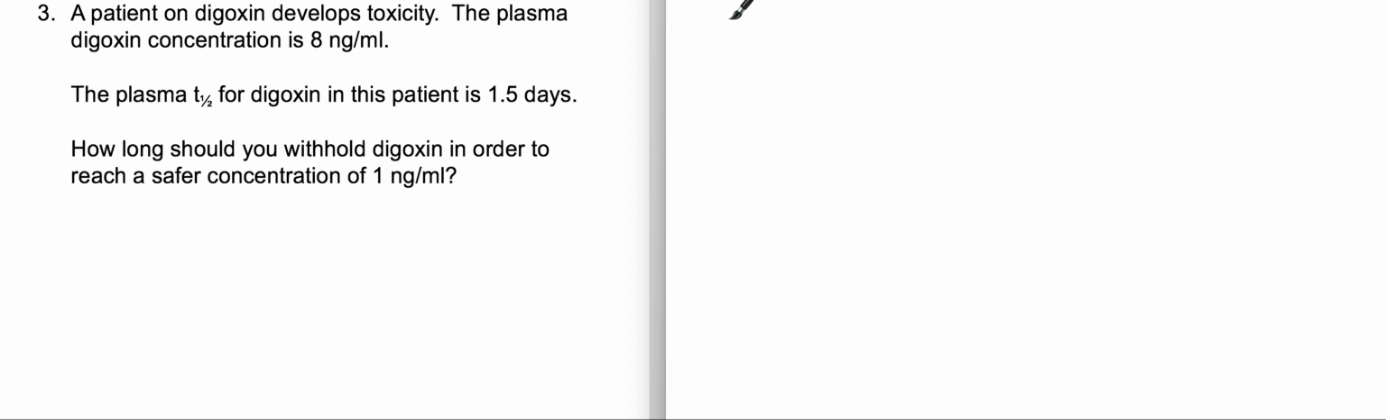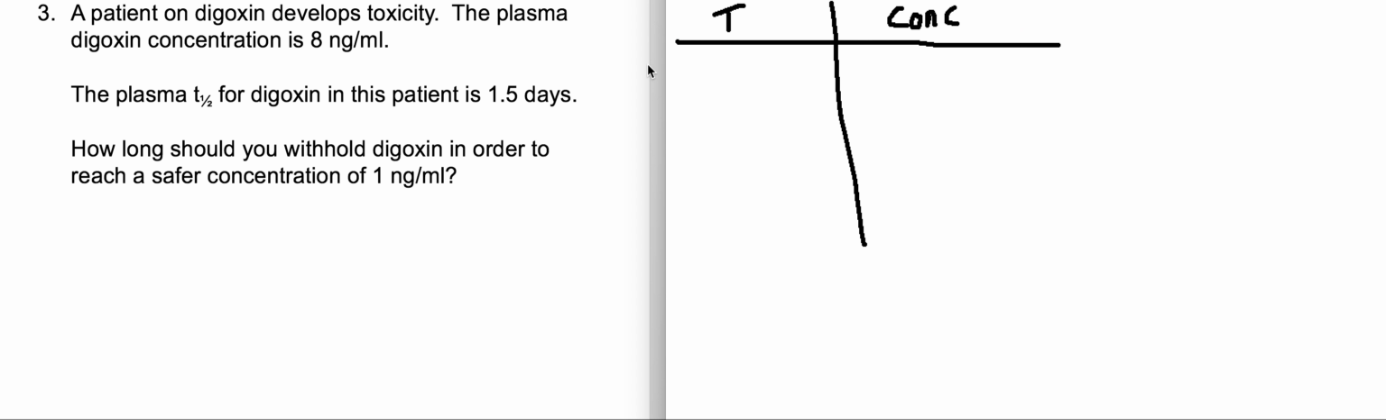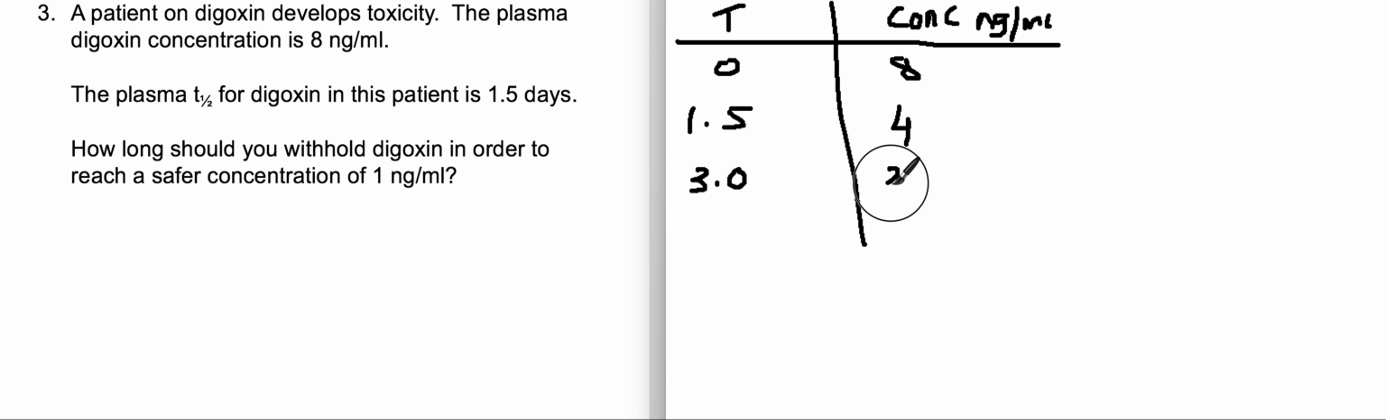So when time is 0, when the patient is first admitted, the concentration is measured in nanograms per ml. Now when it's 1.5 days later, it'll be half of this, and 3 days later it'll be half of this, and another 1.5 days will be 1. So the answer is 4.5 days.